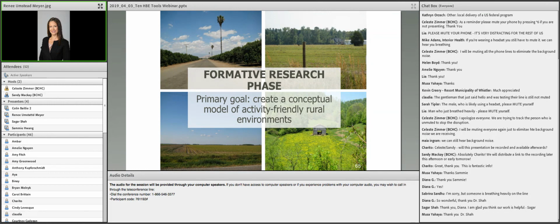And so this work that I'm going to talk about is the development of the RALA tools. And it really began in two different phases. It started with a research project that was, I'm going to call our formative phase, where our goal was to say, hey, what in the world does an active, friendly rural community even look like? What does that look like?